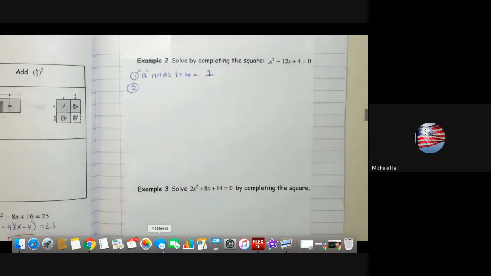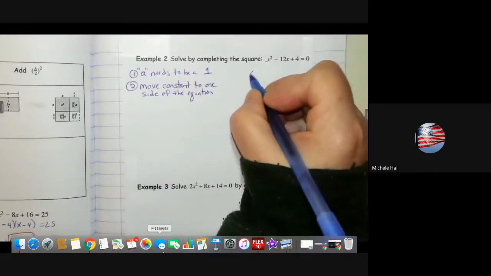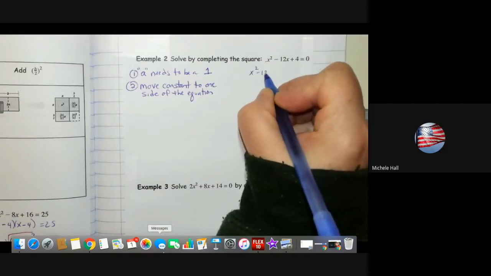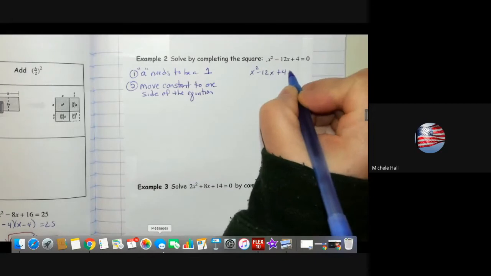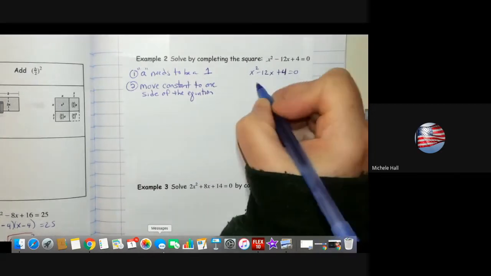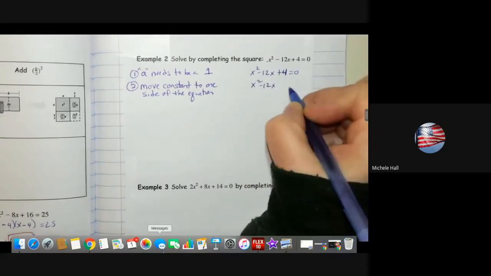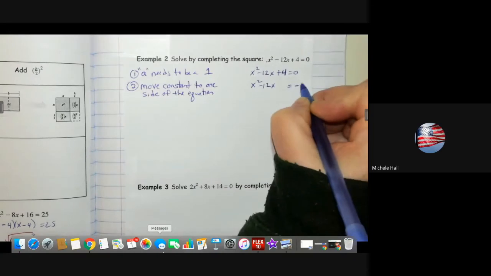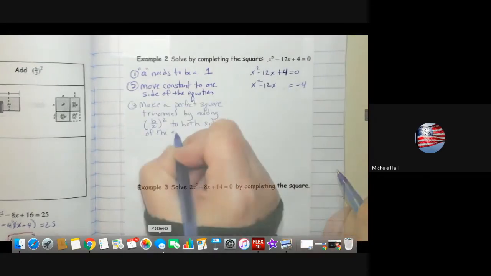Step 2, we want to move the constant to one side of the equation. We have x squared minus 12x plus 4 equals 0, and I'm going to move the constant, positive 4, to the right. So we have x squared minus 12x equals negative 4. I'm leaving room to complete the square.